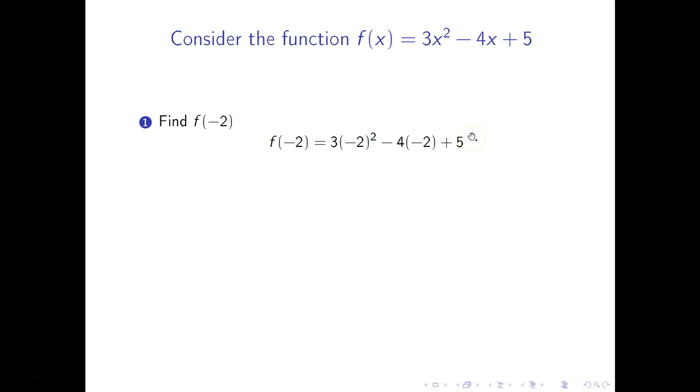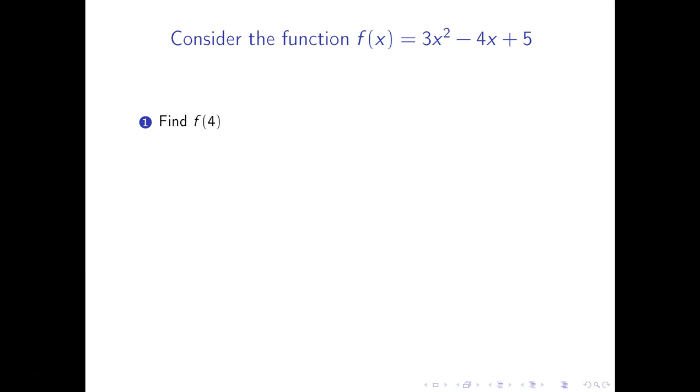Now we use order of operations to solve. So I want you to pause this, go ahead and simplify this left-hand side to figure out what f of -2 is equal to. Welcome back. Hopefully as you work through this, the first thing you recognize is negative 2 squared is 4. Multiply that out, and you get 12 plus 8 plus 5. Add all that together, and you get 25. So boom, we did one.